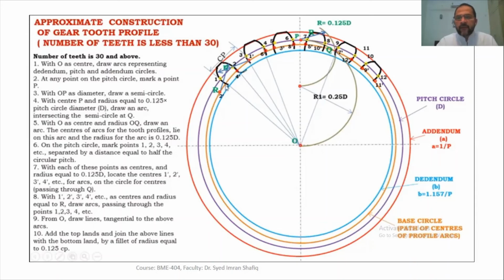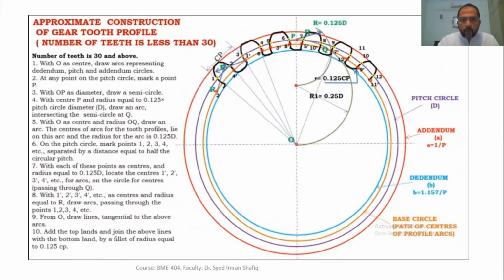The difference is, when we have 30 or more than 30 teeth, we will draw arcs from the addendum circle to the base circle, and then we will draw the fillet. And when we have a number of teeth less than 30, we draw the arc from the addendum circle to the pitch circle, and from the pitch circle to the base circle we join it by tangent lines, as shown in this figure. And after that, we draw fillets.